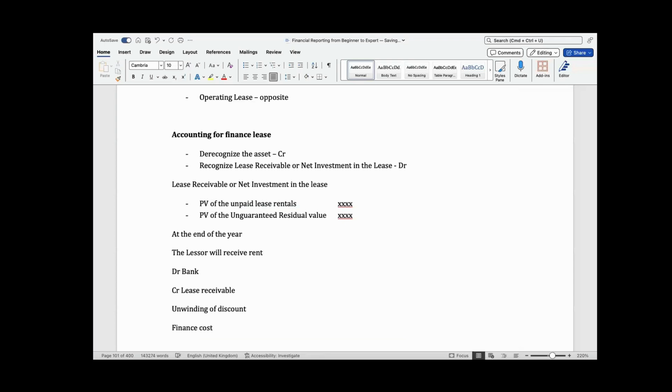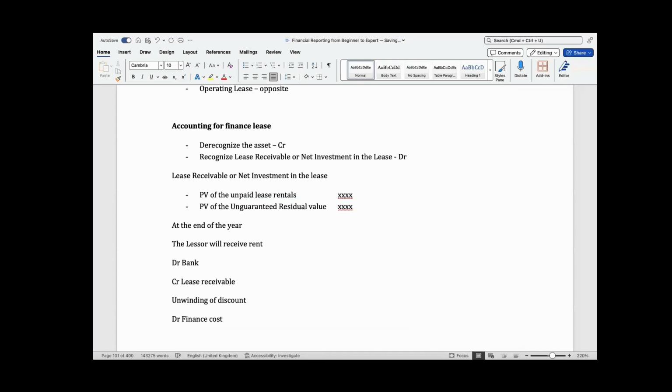So the examiner will give you that finance cost. We simply debit lease receivable or net investment in the lease, either one, and credit finance income, since in this case it would be a finance income because we're dealing with assets.